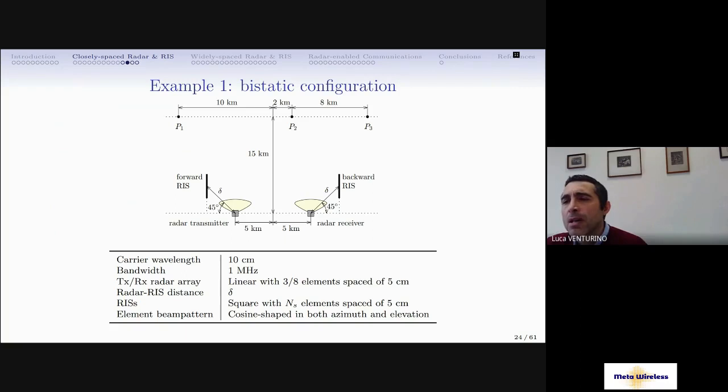spacing. The RIS has a variable number of elements, which is denoted by NS, which is equal at both the transmit side and the receive side. Again, we assume half wavelength spacing. And we denote by delta the distance between the radar transmitter and the forward RIS, which is also equal to the distance between the radar receiver and the backward RIS. And we will investigate the system performance for different values of delta and for different values of NS. So we are going to change the distance between the radar and RIS, and we are going to change the size of the RIS.